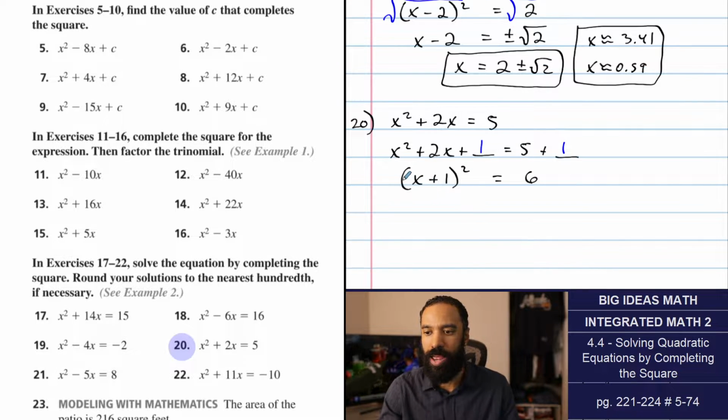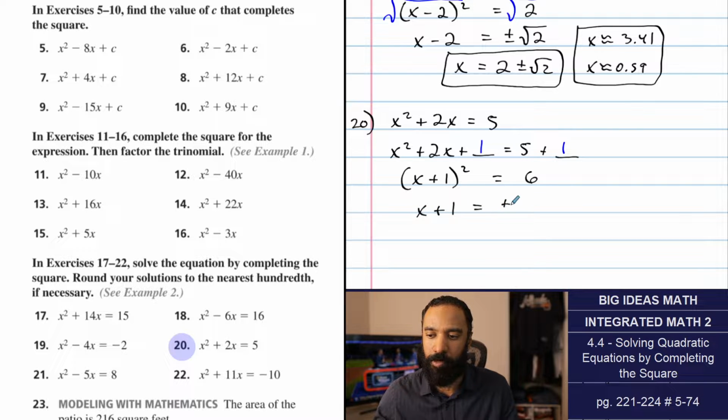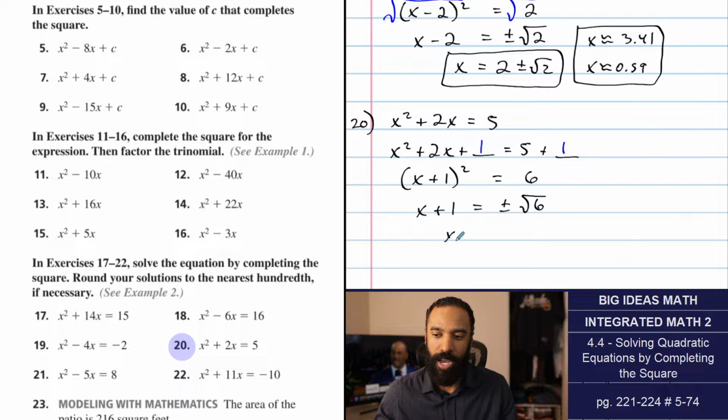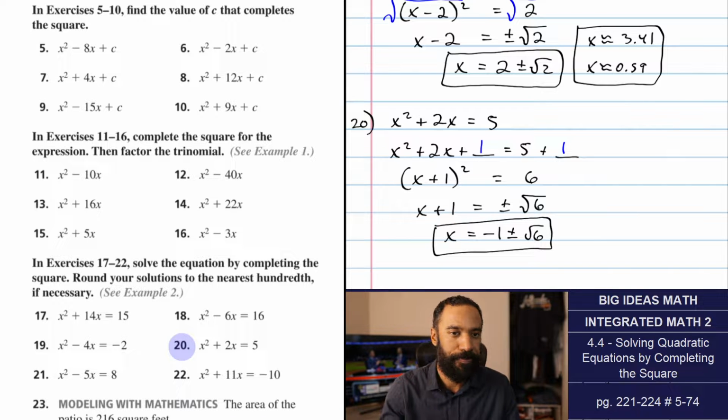Let's see if we can do this without me writing it. I'm going to take the square root of both sides. That gives me x plus 1 equals plus or minus the square root of 6. So that's exactly what I did. And now I subtract 1 over. So x is negative 1 plus or minus root 6. Very valid, correct answers there.